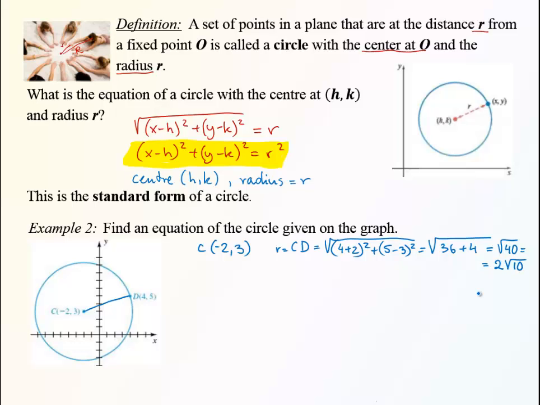Now we can use the radius and the center and plug them into the equation of a circle in standard form. So we have (x minus -2), so it's (x plus 2) squared, plus (y minus 3) squared. It's supposed to be equal to r squared, but notice that since I need r squared, it's even easier to take this value and square it. It will give me directly 40. So that will be the equation of this particular graph.